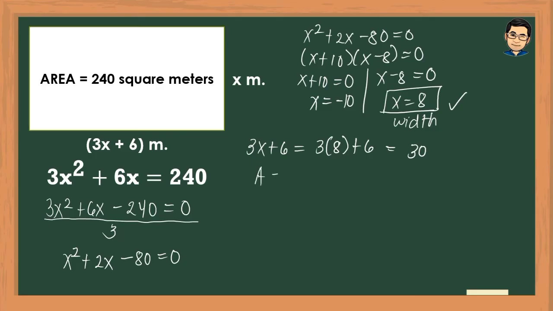so, area is equal to LW. So, yung length natin is 30 meters. And then, yung width natin is 8 meters. So, 30 times 8, that is 240 square meters. So, ibig sabihin, tama po yung nakuha nating value ng x.